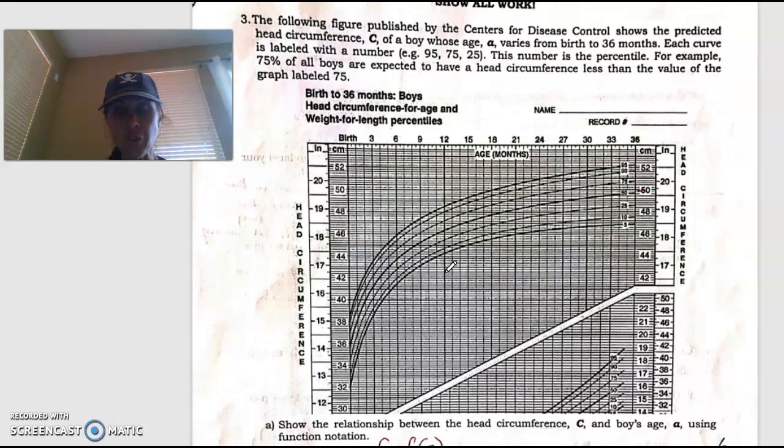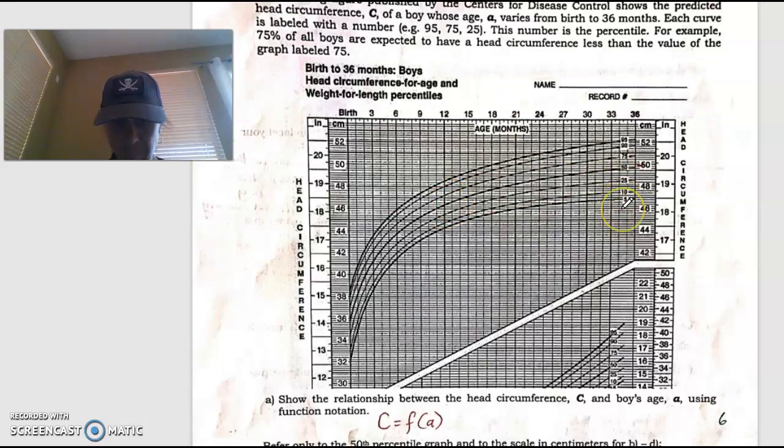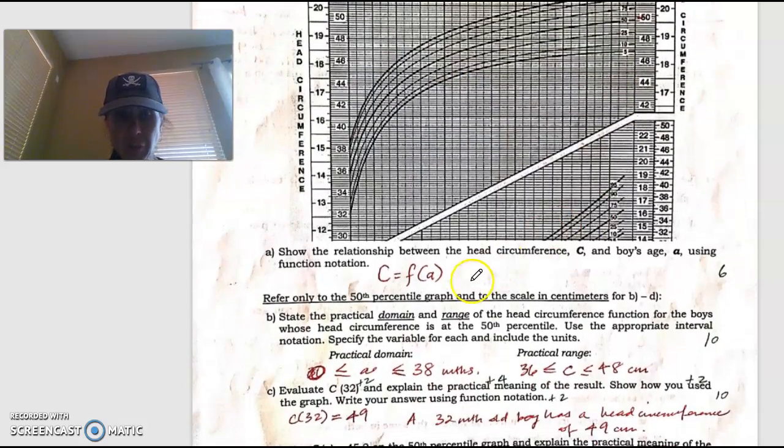Based on the version you got, you were either looking at the 50 or the 75 line. Function notation simply means put your input in the parentheses and put your output outside. So head circumference is a function of the age. You could use condensed function notation, which would look like this.